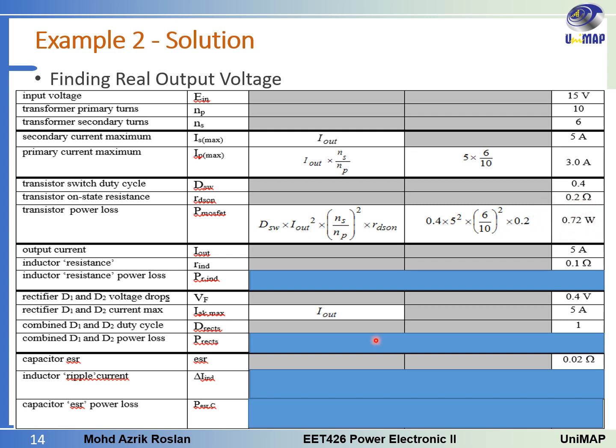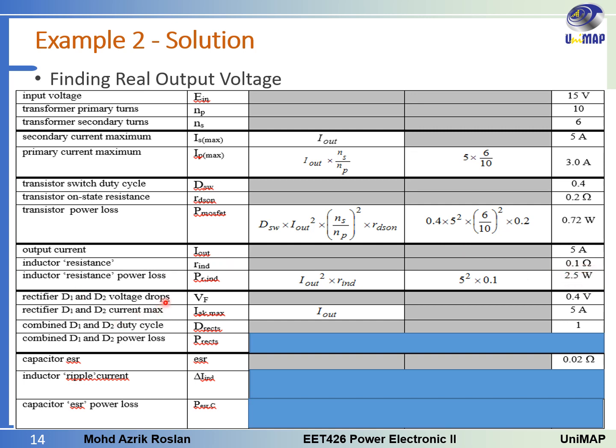Okay, we know already the output current, and then we have the value of inductor resistance, which is 0.1. So based on this, we can find out the power losses due to the inductor resistance. So this is I out square multiplied by R inductor, then we get 2.5 watt.